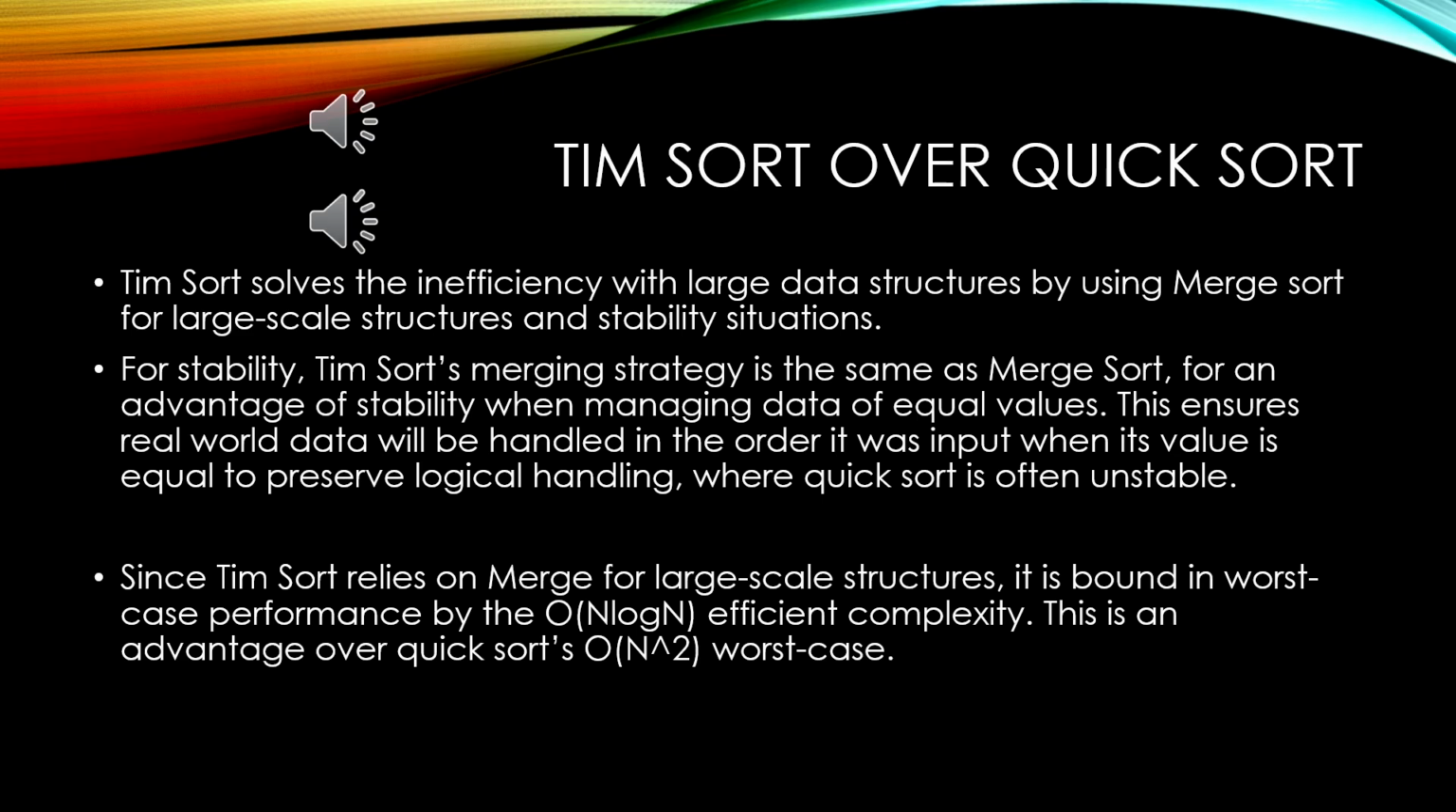The difference between n squared worst case and n log n worst case for a list of a million items can be the difference of a few minutes or multiple days of processing. This is a huge performance difference.